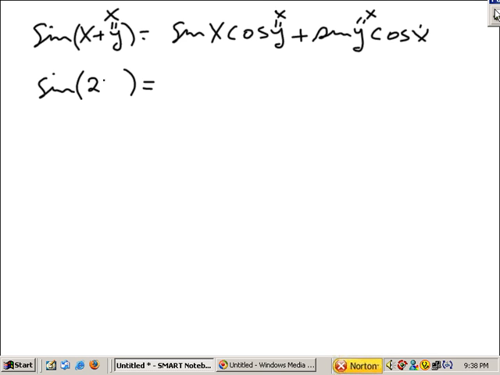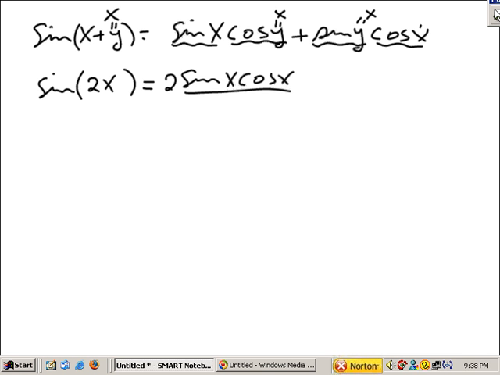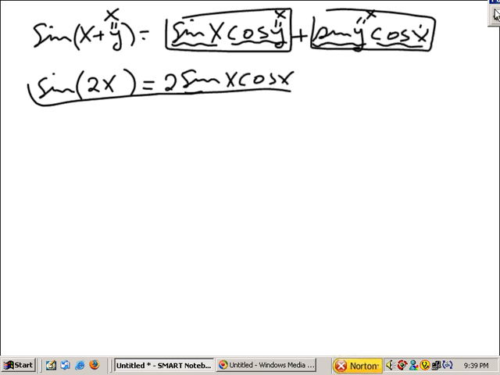We all know is 2x. And on the right, we have sine x times cosine x. Sine x cosine x plus sine x cosine x. Well, if you add something to itself twice, you get 2 times that. This is 2 sine x cosine x. Sine x cosine x plus the same thing, sine x cosine x, equals 2 sine x cosine x. Here is one of the double angle formulas.